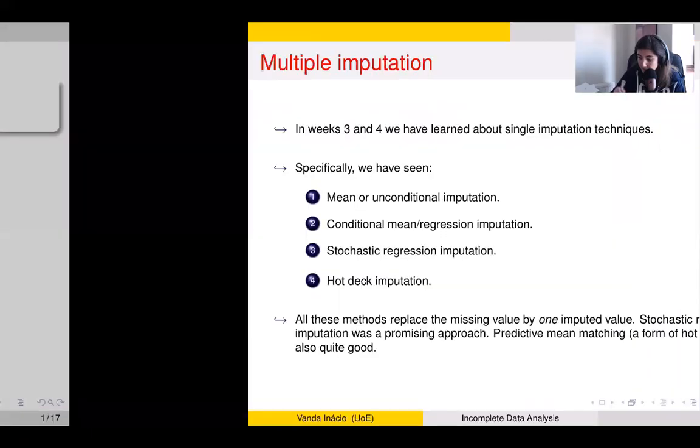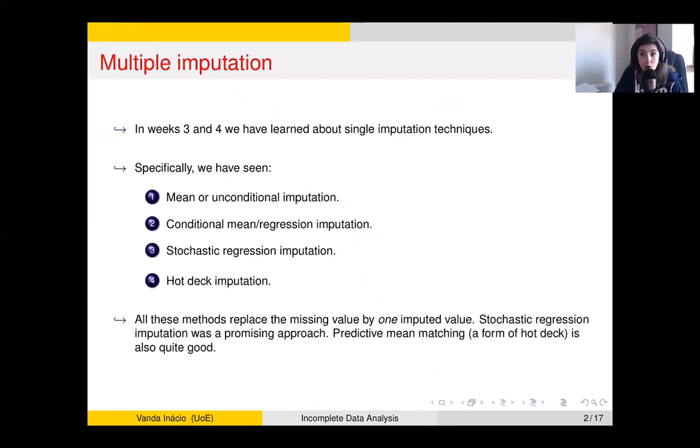In week 3 and 4 of this course, we have learned about single imputation, and specifically, we have covered mean or unconditional mean imputation, which by now we know it's the worst method that we have learned so far to deal with missing data. So of course we will not come back to this. And then we have learned about regression imputation, stochastic regression imputation, and hot deck imputation. And we have seen that stochastic regression imputation is a quite promising approach.